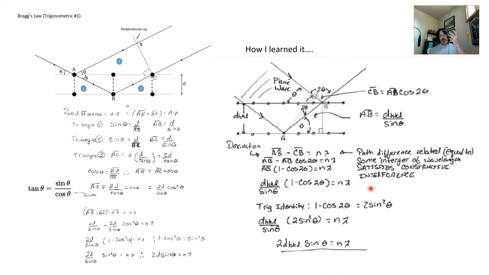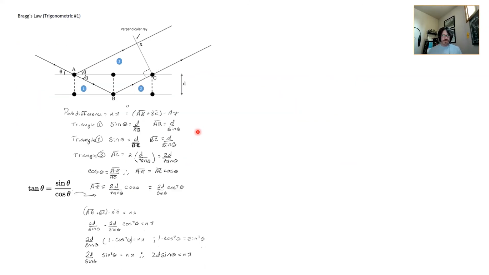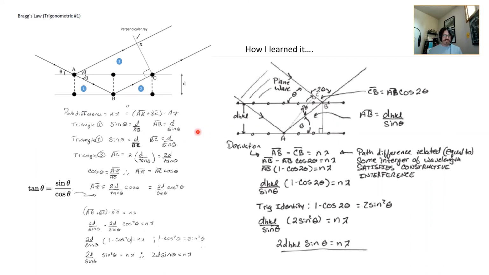It's my humble belief that people accept this kind of, I call it the baby way to derive Bragg's law, because they want to be able to do it the most simple way possible, so they draw a convention that's patently incorrect. And for me, this is the more correct way, one of these two variations, to derive Bragg's law.